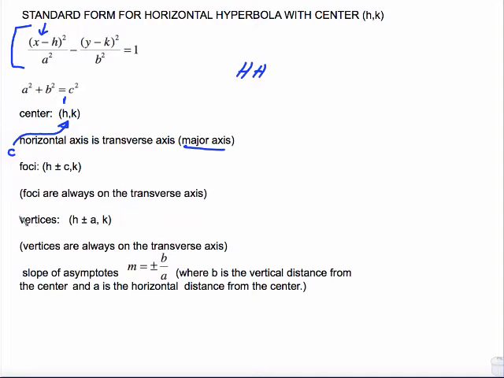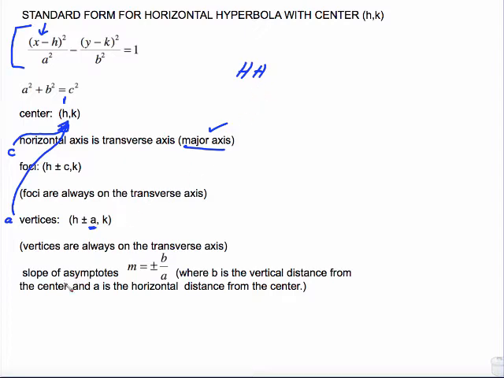To find your vertices, you're going to add a onto the h value. And we end up with h plus or minus a, comma, k. The reason it's a is because this is a horizontal hyperbola. Therefore, we use a, which is our horizontal component. And the vertices are always on the transverse axis. So the foci and the vertices are on the same axis. They are on the major axis. Specifically, they are on the horizontal axis because it is a horizontal hyperbola.